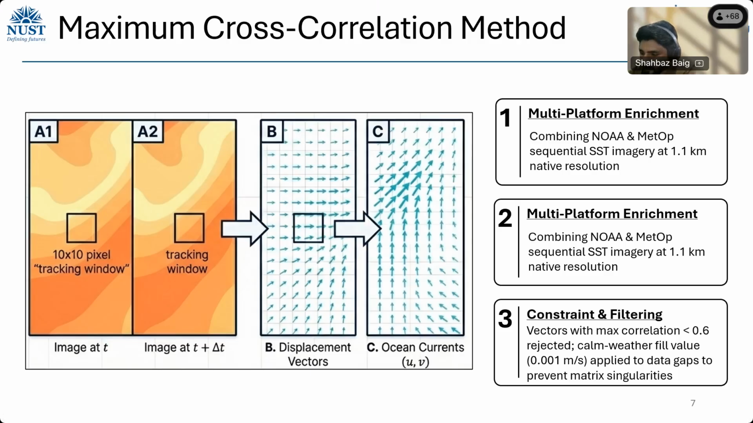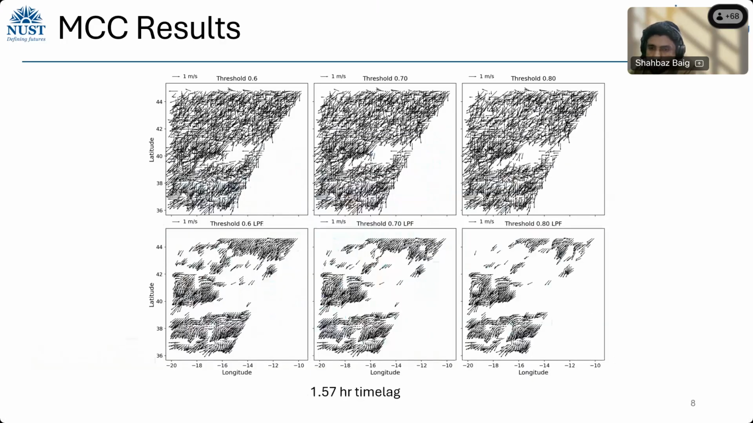And here, in the MCC model, let me show you here. Okay, so the top row represents the first results from the MCC model, which show very clustered and uneven vectors representing the velocity, but definitely there is noise based upon the maximum correlation.